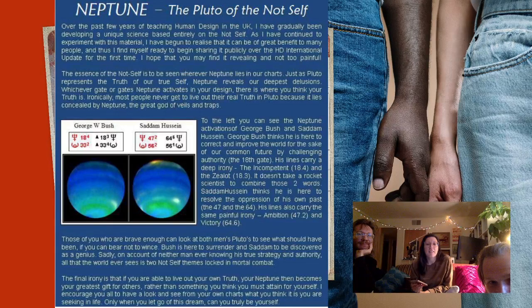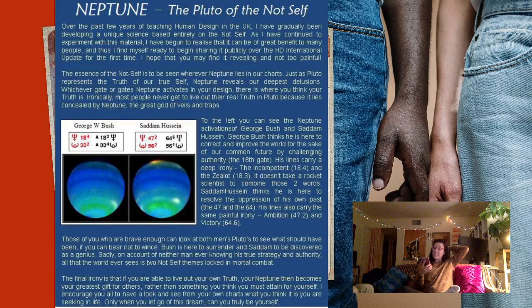Sadly, on account of neither man ever knowing his true strategy and authority, all that the world ever sees is the two not-self themes locked in mortal combat. The final irony is that if you are able to live out your own truth, your Neptune then becomes your greatest gift for others, rather than something you think you must attain for yourself. I encourage you all to have a look to see in your own charts what you think it is that you're seeking in life. That's very nice. Only when you let go of this dream can you truly be yourself.